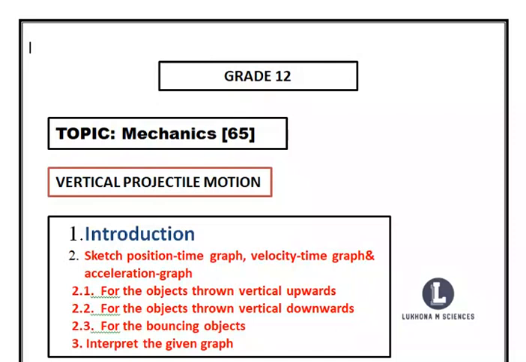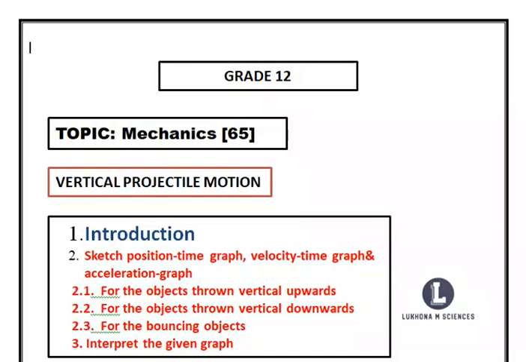We are doing vertical projectile motion. We are going to have about six videos here. It's an introduction. Then we sketch the graphs of an object which is thrown vertically upwards, then of an object that is thrown vertically downwards, and of a bouncing object, then we interpret. So we have about five videos here.